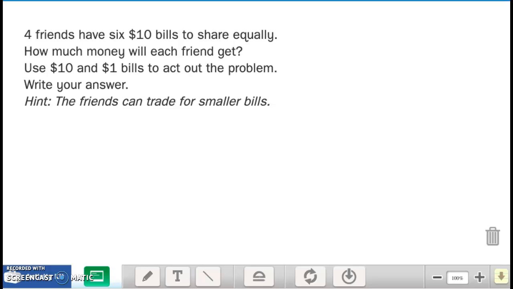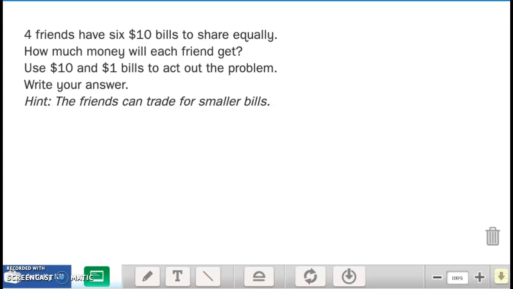So you could use $10 bills and $1 bills to act out the problem. Write your answer and try to figure this out. Just a hint, the friends can trade for smaller bills. Remember, you could use $5 bills too. There are $5 bills and $1 bills.